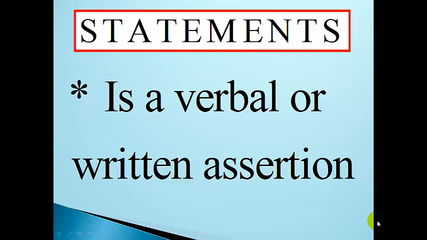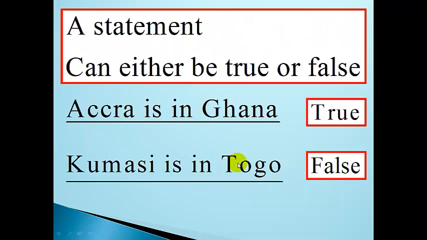Now we consider statements. A statement is a verbal or written assertion. When we say verbal, we mean what comes out of the mouth, but written is what we write down. So a statement is either a verbal or a written assertion. A statement can either be true or false.